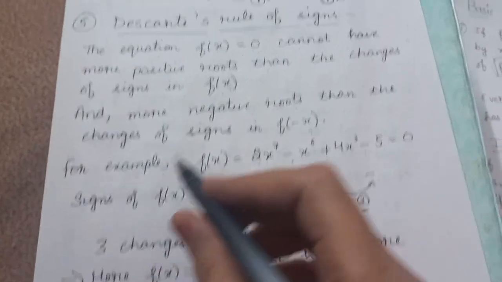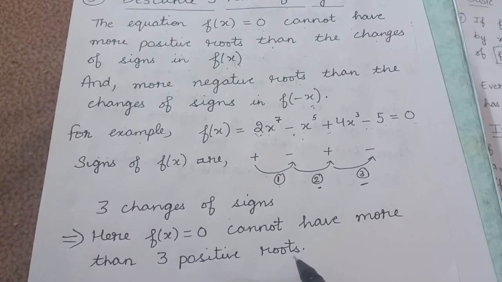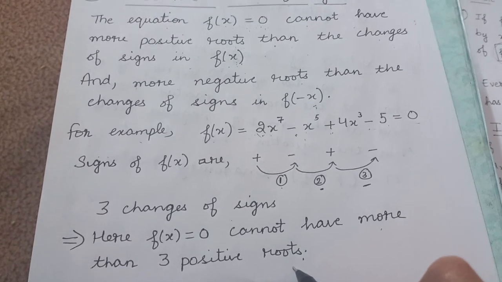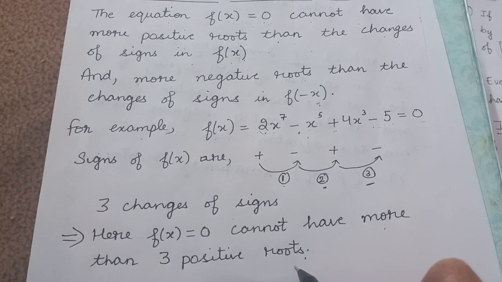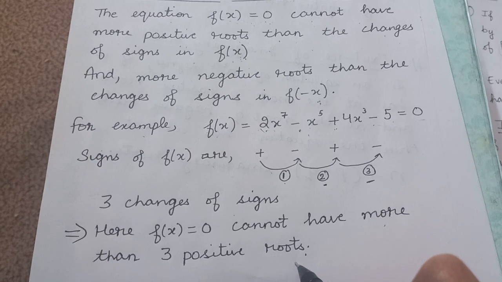3. This means according to this Descartes rule of signs, this equation cannot have more than 3 positive roots. It says not more than 3 positive roots. This means the number of positive roots can be either 3 or less than 3. It cannot have more than that.